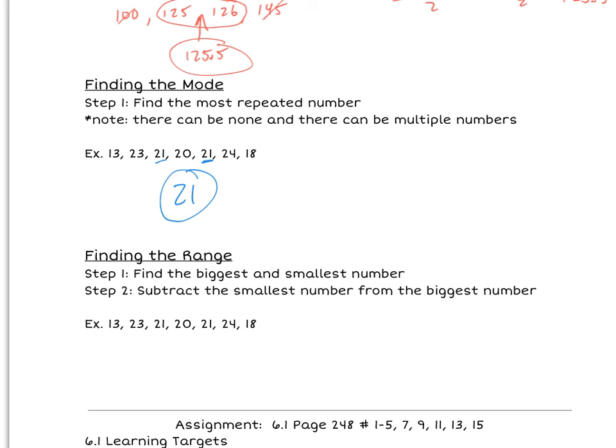Okay, so if I gave you this list, 1, 2, 7, 9, 2, 7, 9, 3. What's the mode of that? 2, 7, and 9. 2, because there's 2 of them. 7, there's 2 of those. And 9, because there's 2 of those. So your answer would be 3 numbers, okay?